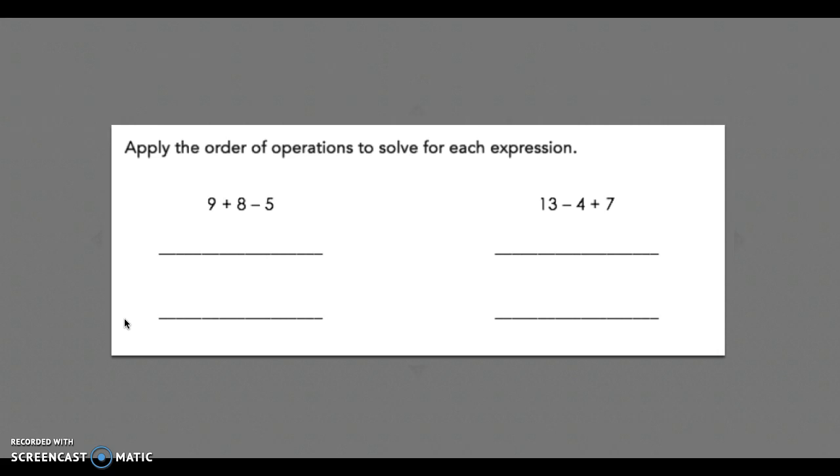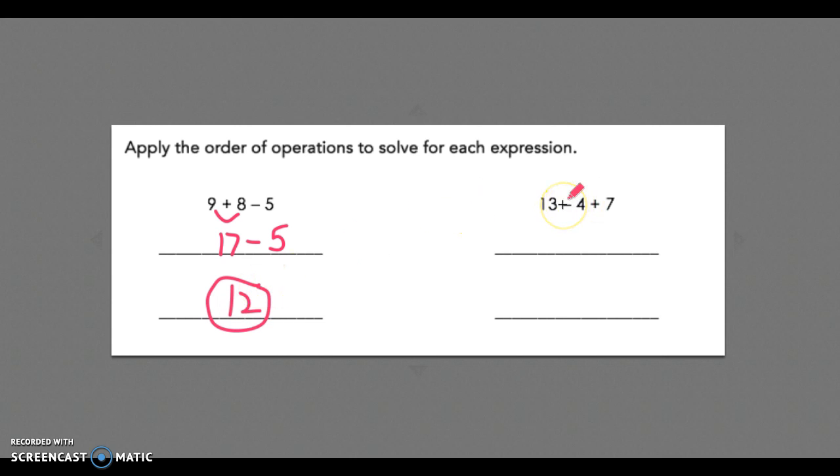Now I'm going to apply the order of operations to solve each expression. So in this expression here, I'm left with adding and subtracting. So when I have adding and subtracting, I'm going to work left to right to solve. So I'm going to do 9 plus 8, and I'm going to use my caret to show that this is my first step, which is 17. I'm going to rewrite my expression. 17 minus 5 is 12. And I'm going to circle my answer.